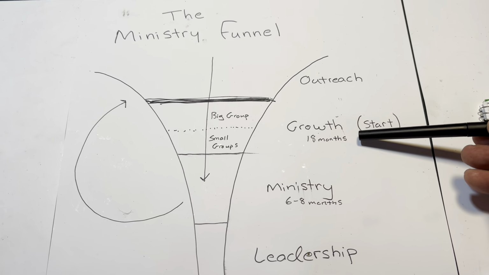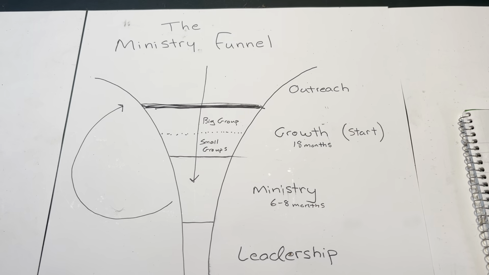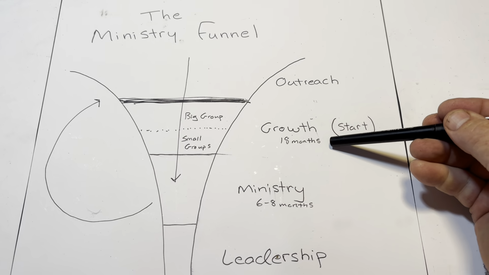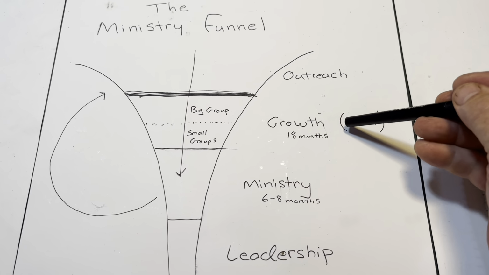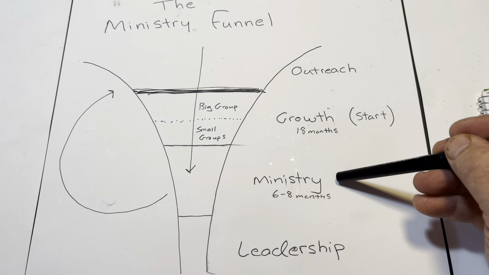Okay? We mentioned a couple things. This phase, one, it's usually where we start. You come into a church and that's typically what's there. The second thing is 18 months. It can usually take a year and a half of this before kids are ready to move down to the next level, which is ministry level. This is what we're going to start talking about today.